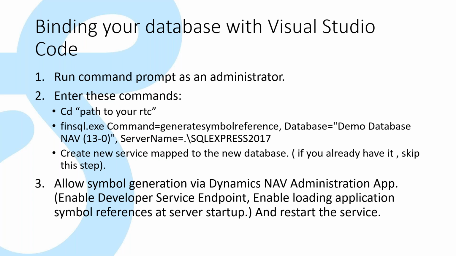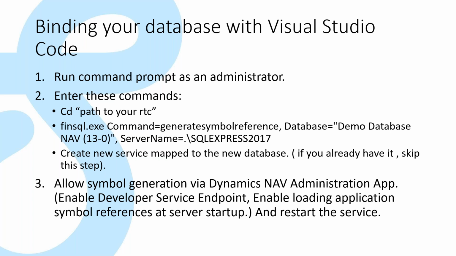Then the command line will know that we are in RTC, and we will be able to execute finsql with additional commands. So as in the second command, you can see we are writing finsql exec command generate symbol reference, and we provide parameters for the database and the server name. So we have to specify our own database name and the server name. And after you have run these commands, you have to create a new service map to the database, or if you already have it, just skip the step.